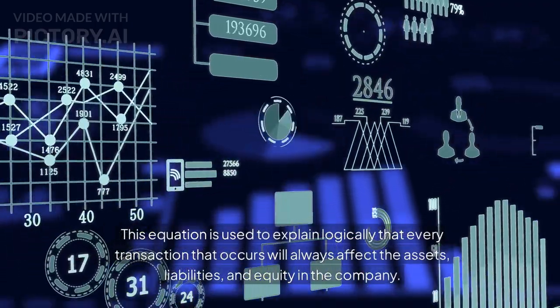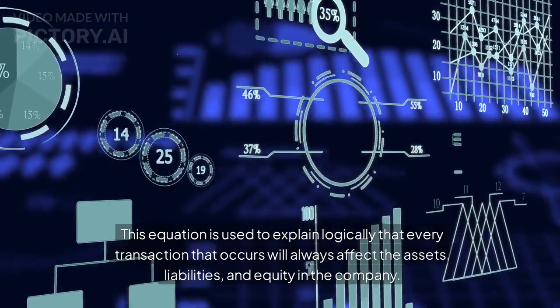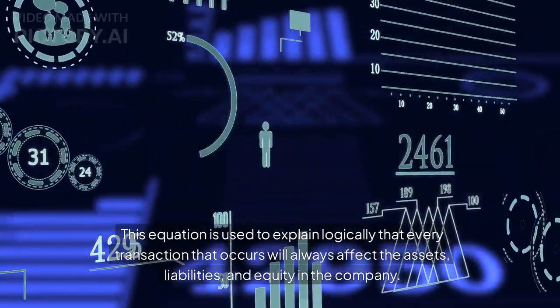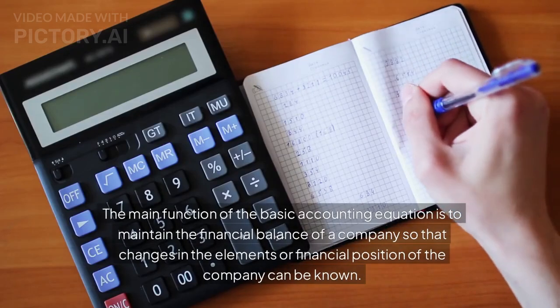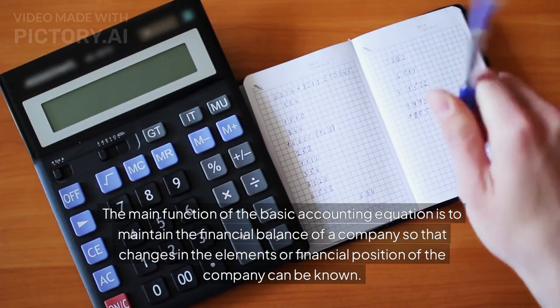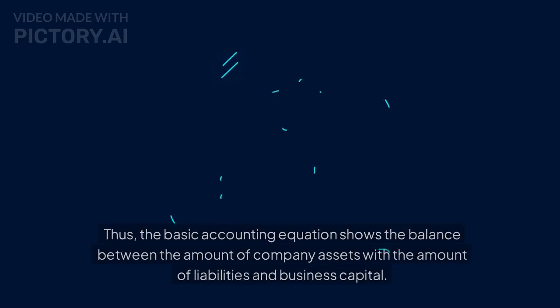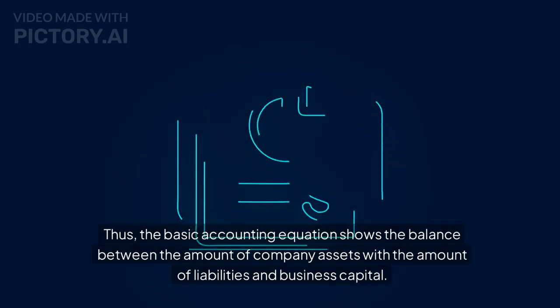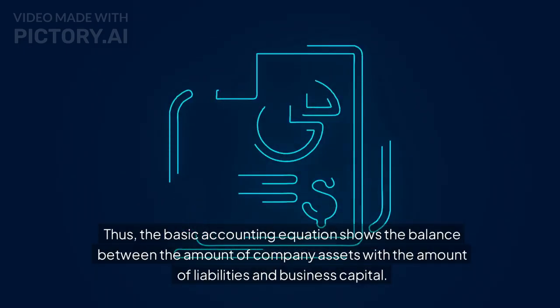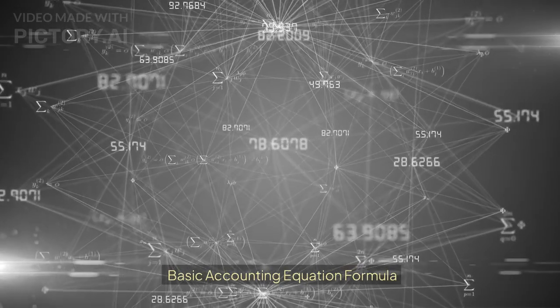This equation is used to explain logically that every transaction that occurs will always affect the assets, liabilities, and equity in the company. The main function of the basic accounting equation is to maintain the financial balance of a company so that changes in the elements or financial position of the company can be known. Thus, the basic accounting equation shows the balance between the amount of company assets with the amount of liabilities and business capital.